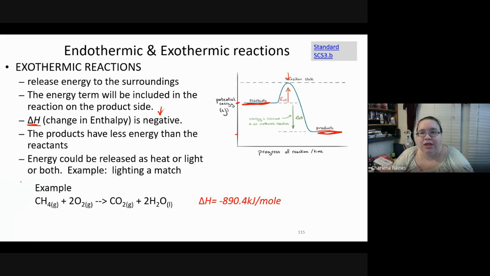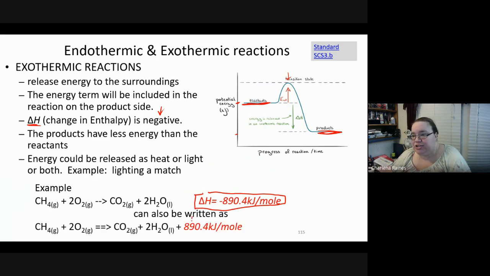In terms of an actual chemical reaction, notice I have this particular reaction here. It is the combustion of methane, and we can see that that delta H value is negative. So that's telling me that this reaction releases that many kilojoules of energy per mole of reaction. Instead of seeing it as a delta H, we can actually see it as a product. That energy is written as a product. So notice when it's on that product side, it's being added as a product. It is something that is produced in combination with the carbon dioxide and the water.